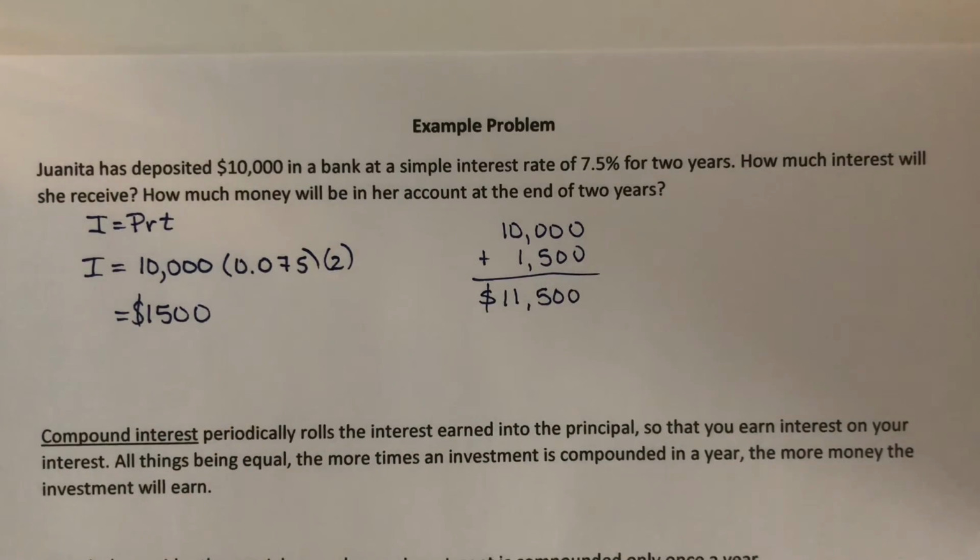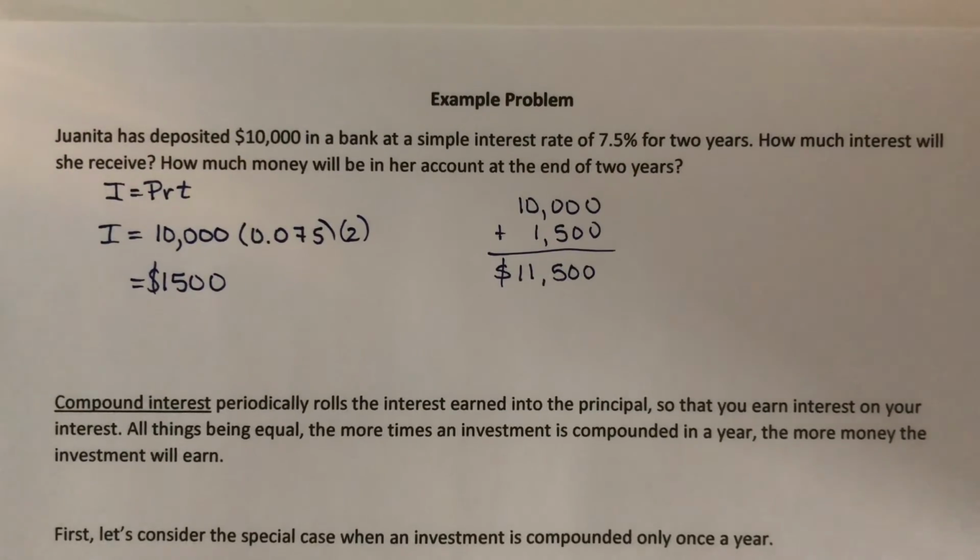Now, this is simple interest, and we're also going to be learning about compound interest. The difference is that with compound interest, periodically they take all the interest that you've earned and roll it into the principal so that you end up earning interest on your interest. That means the amount of money you get grows much more rapidly than simple interest, and it ends up being exponential growth.